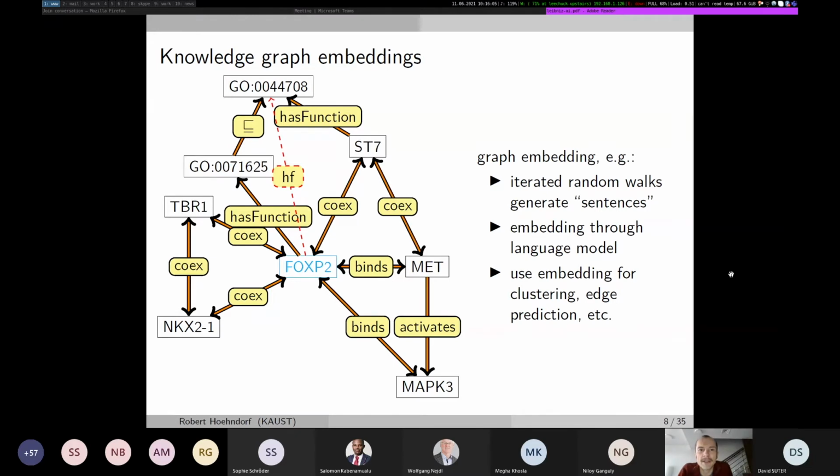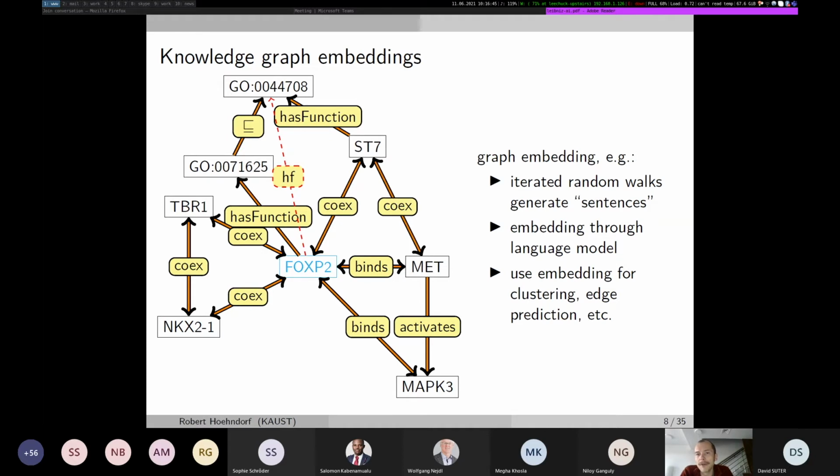So when we create this graph, here is one way to represent some A box plus T box statements. So a knowledge graph, FoxP2 binds to map K3, for example, together with some ontologies. So these are the two classes, these two GO classes, about functions of proteins, there on the top left. And the dotted dashed red line is indicating an inferred relation. So this is something that would be inferred deductively, and we may or may not add this to our graph.